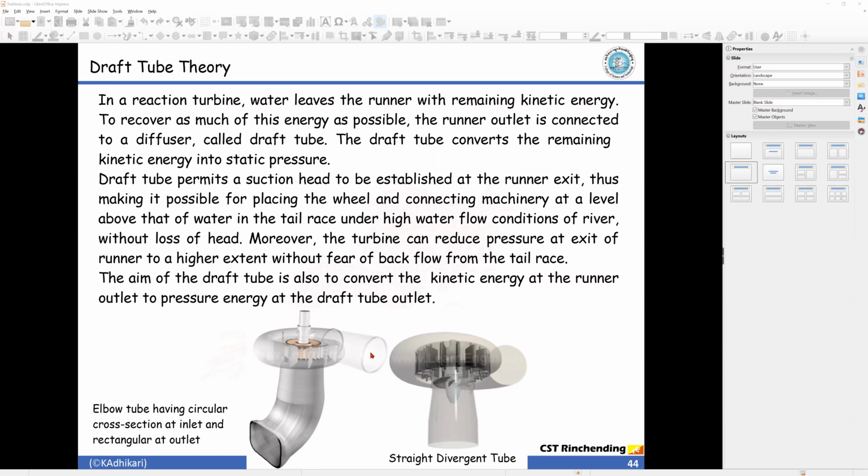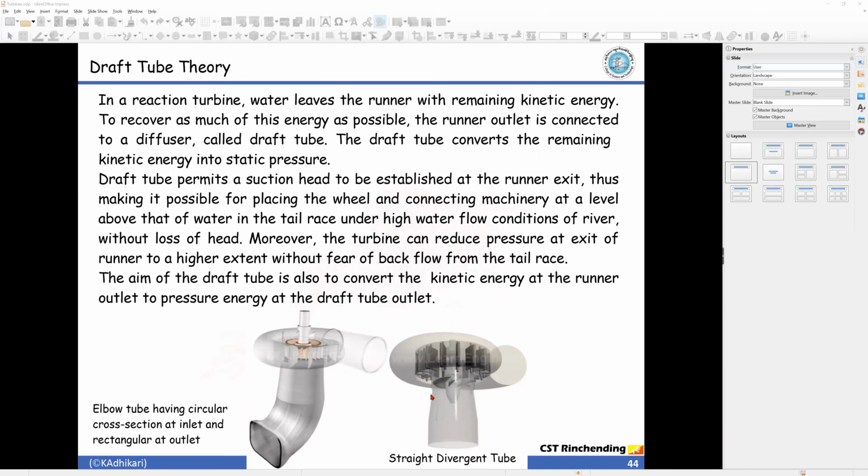As you know, in these turbines, especially the reaction turbine, the work is done by the pressure gradient, meaning the pressure difference between the inlet and outlet of the runner, right? So when water moves out of the runner, it still possesses high kinetic energy, meaning not all the energy possessed by the flowing fluid is converted into useful work. The energy is still in the form of kinetic energy. So the function of the draft tube is to convert that kinetic energy into static pressure energy at the outlet of the draft tube. Here is one example of a straight divergent tube.